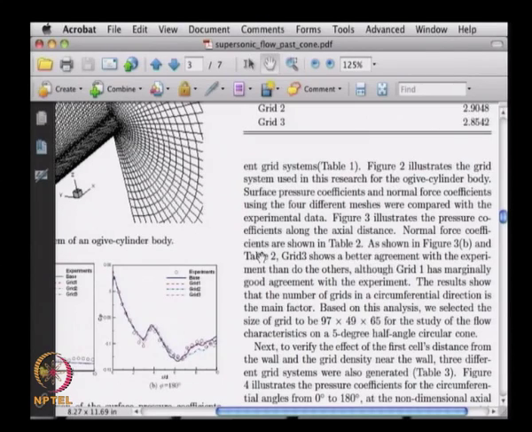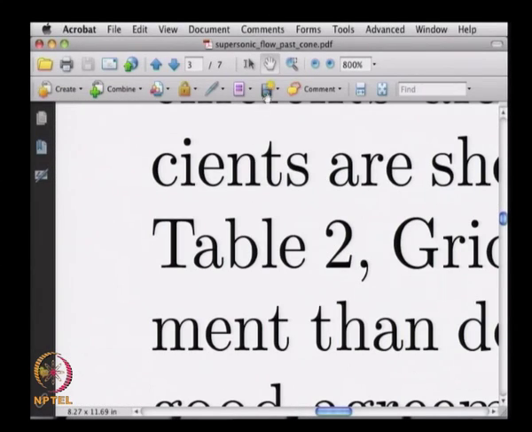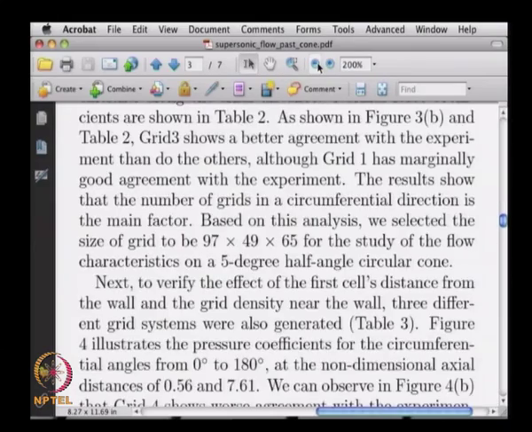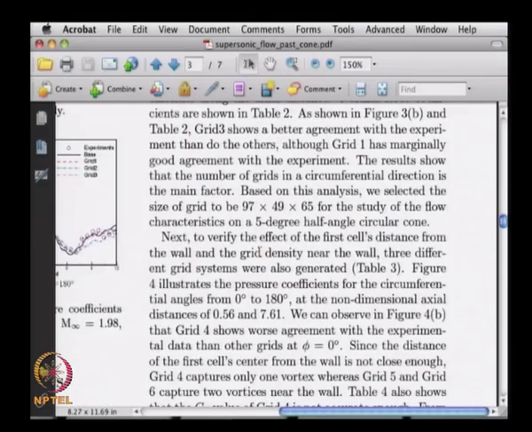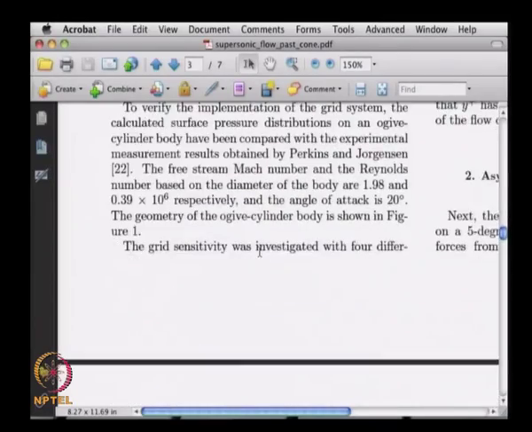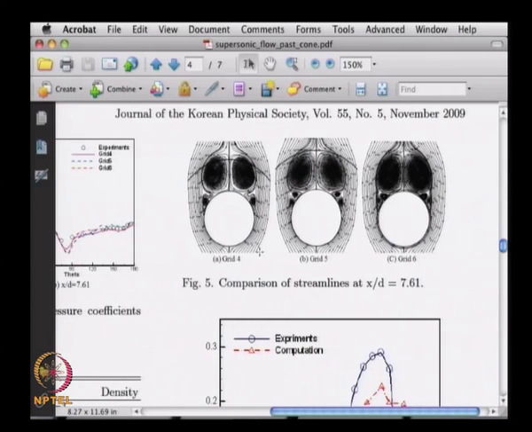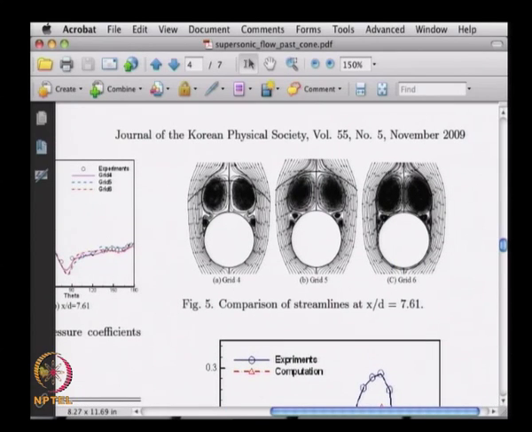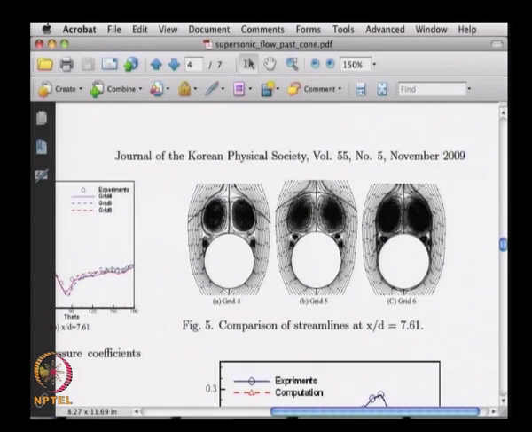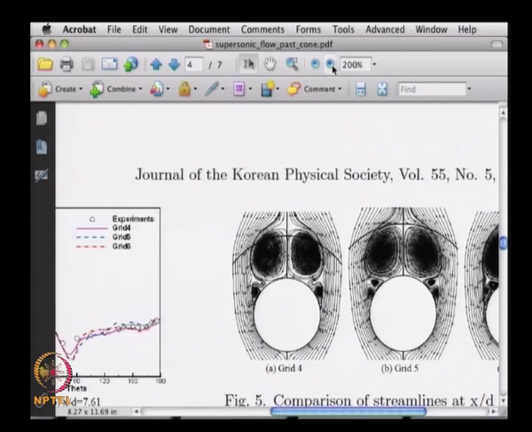Having done that, let us go and look at some of the results. Okay, so this is interesting. If you look at, say, figure 5, figure 5 is what I am looking at here.